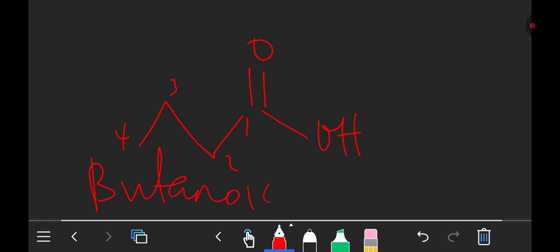Let me give another example. Let's say I have this, with an OH. 1, 2, 3, 4. What would be the name of this acid? It has 4, so this is the butanoic acid. Since butanoic acid, this is the systematic name.